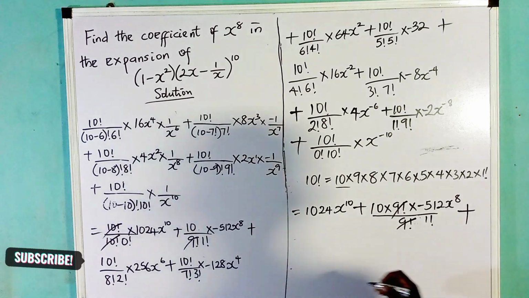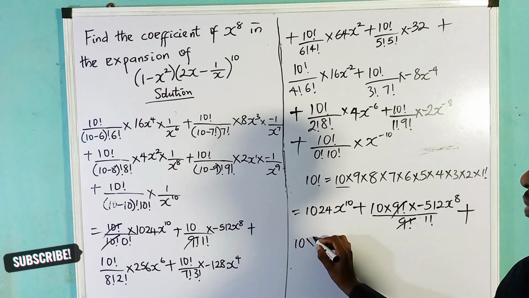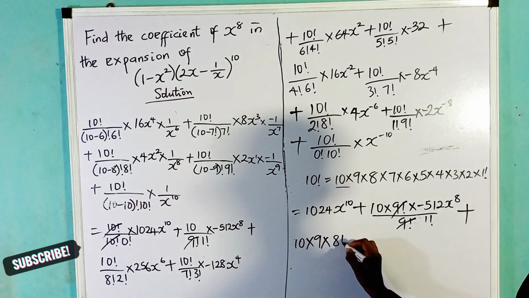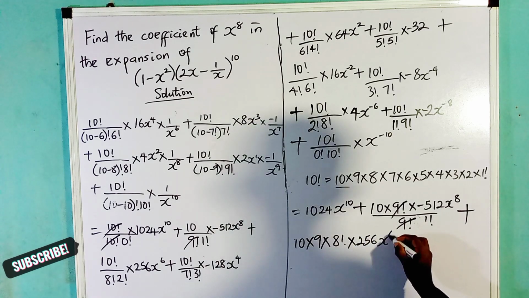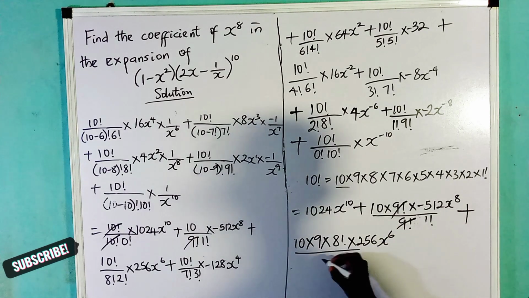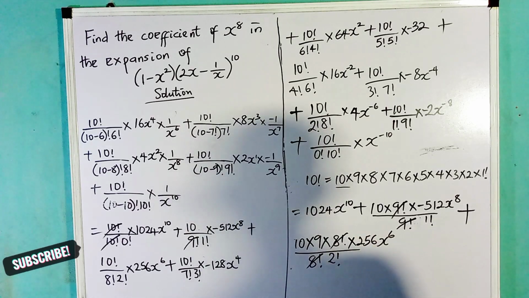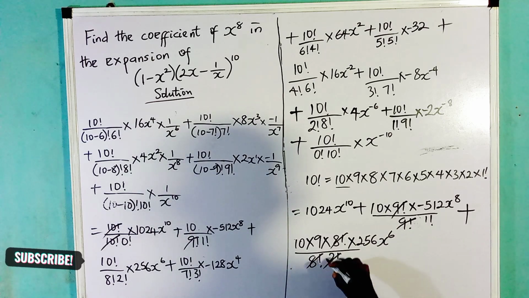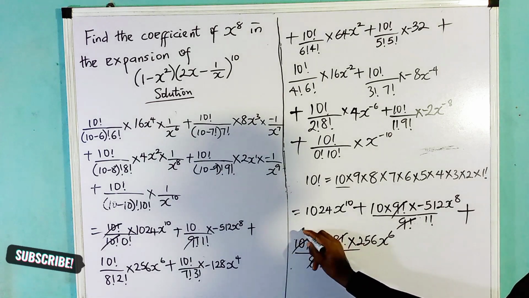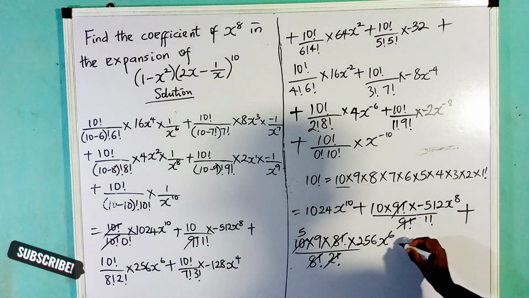So we now have plus 10 factorial, that's 10 times 9 times 8 factorial, times 256 x raised to the power of 6, over 8 factorial 2 factorial. This will cancel out what we have there, and 2 factorial is 2 times 1, that is 2. So when we cancel out 10, we'll be left with 5 here. That's 10 divided by 2 is 5. So we've removed the denominator.